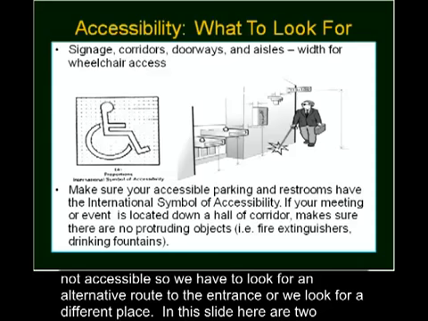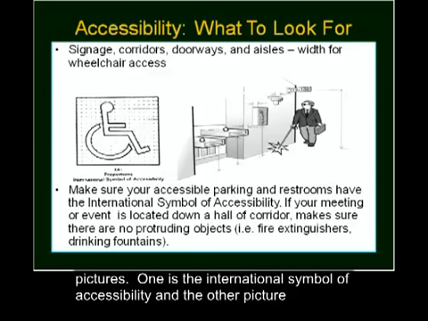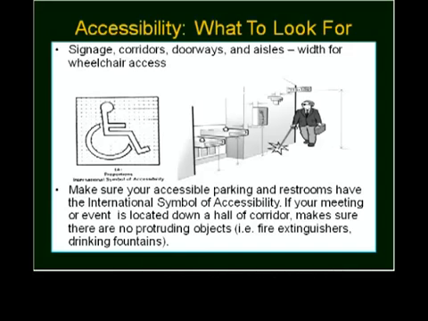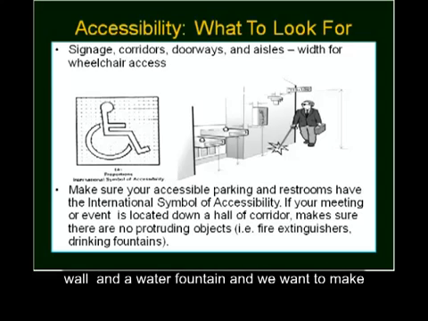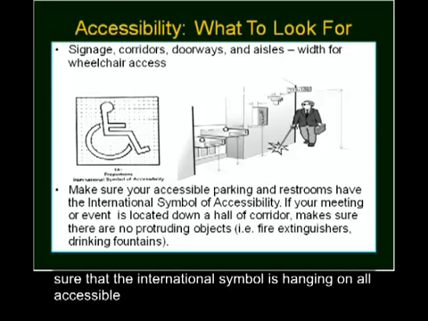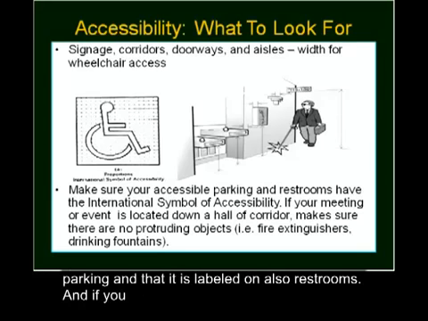And in this slide, there's 2 pictures. One is the international symbol of accessibility, and the other picture is a visually impaired person with his cane. He's dressed in a suit, and he's walking in a hall corridor that has a fire extinguisher on the wall and a water fountain. And we want to make sure that the international symbol is hanging on all accessible parking and that it's labeled on all the restrooms.